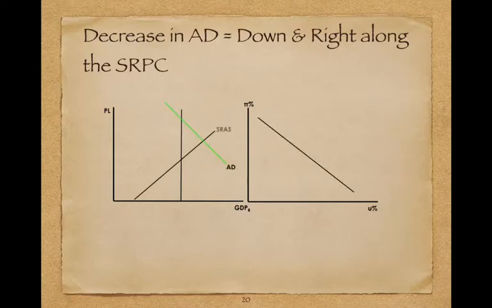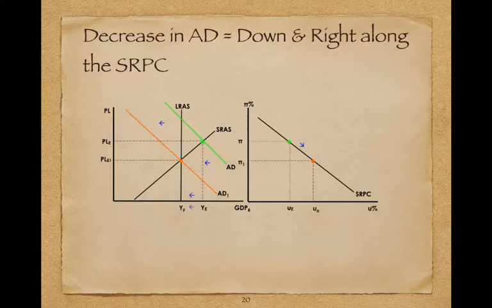In this case, we're going to draw another aggregate model on the left-hand side. This time I'm using the color green to show our starting point. Let's say that we want to decrease aggregate demand. We want to get rid of this inflationary gap we have. So let's decrease AD. By decreasing AD, we're going to move aggregate demand down and to the left.